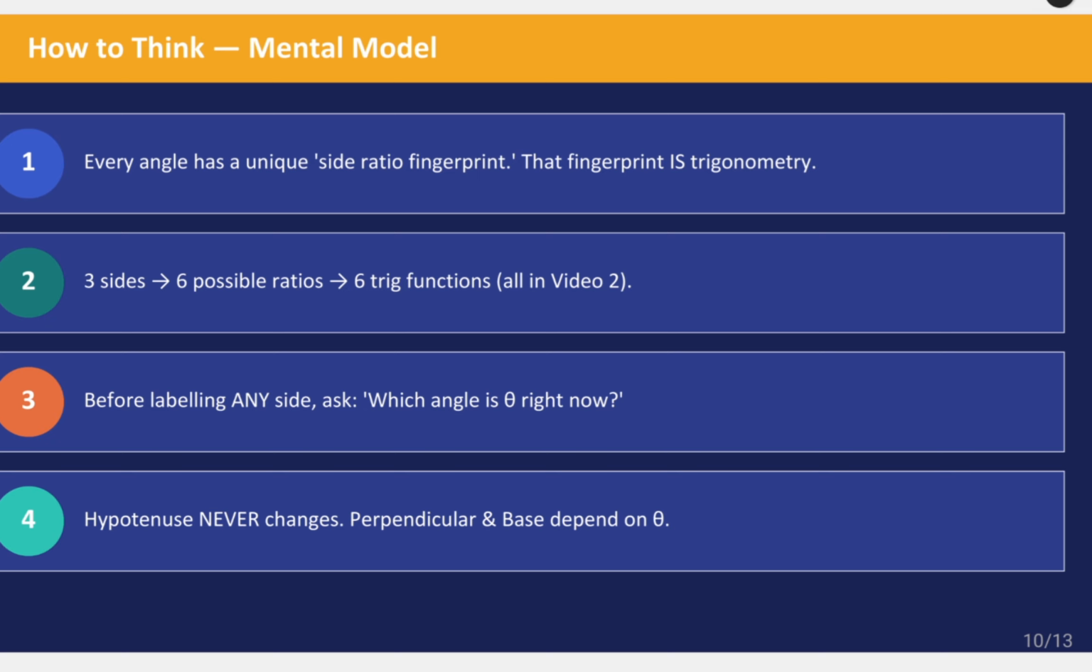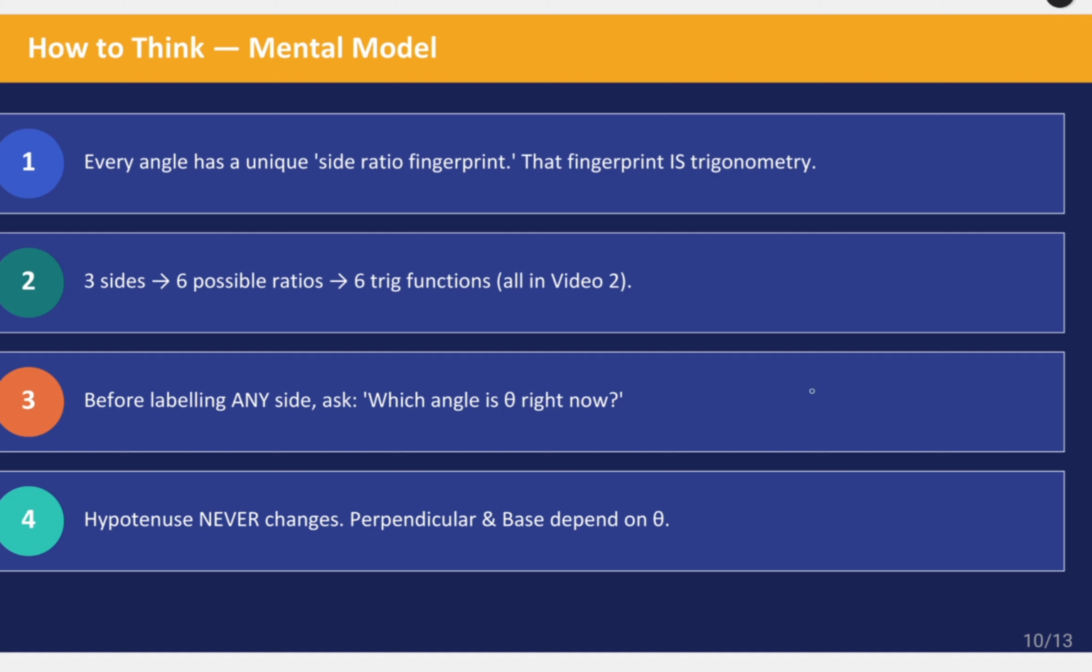Okay. So this is the summary of what we have learned so far. First of all, every angle has a unique side ratio fingerprint. That fingerprint is trigonometry. Basically, it is about ratios. Three sides, six possible ratios, six trigonometric functions. Always remember this. We have three sides of a triangle, six ratios are possible, and we have six trigonometric functions that you have to learn.